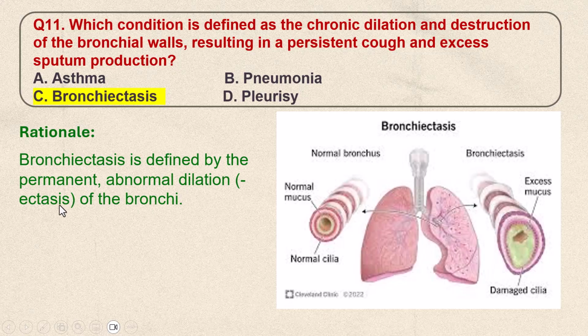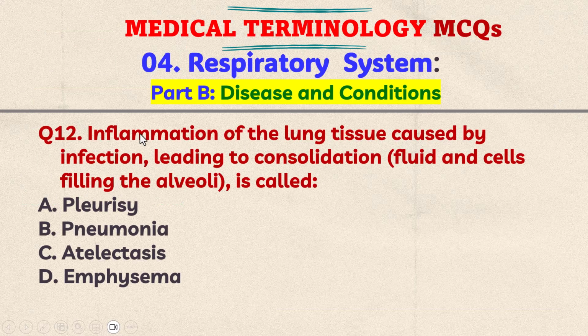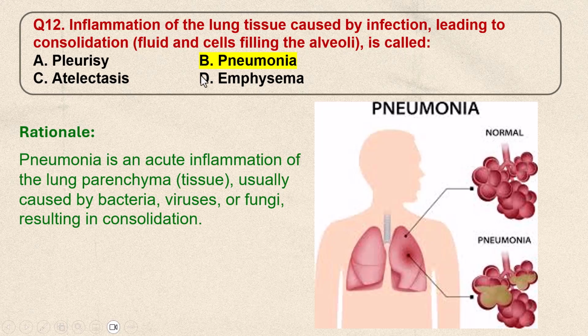Abnormal dilation is the ectasis of the bronchi. Question number 12. Inflammation of the lung tissue caused by infection leading to consolidation, that is fluid and cells filling the alveoli, is called A, pleurisy, B, pneumonia, C, atelectasis, D, emphysema. Think the answer. The correct answer is B, pneumonia.